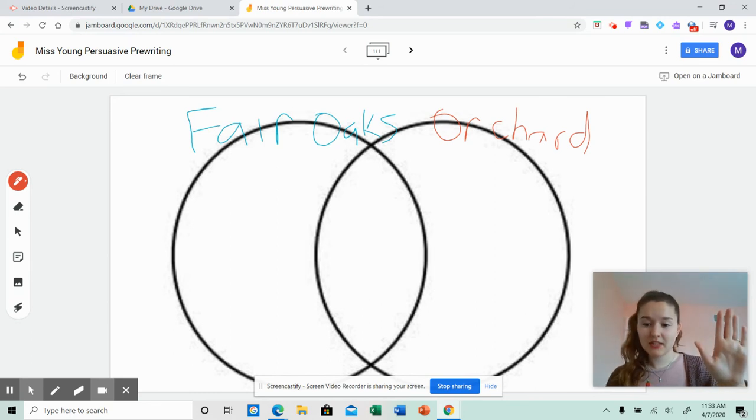When I talk about the things for Fair Oaks Farm, I would write them on this side of the circle. When I talk about the things for County Line Orchard, I would write those on this side. But I guarantee that if you're comparing two places, they do have things in common, so I would put those in the middle. Both places had really yummy treats. County Line Orchard has donuts and apple cider, but Fair Oaks Farm has really good cheese and milk that you can buy and take home.